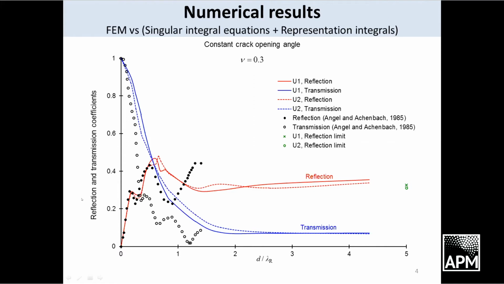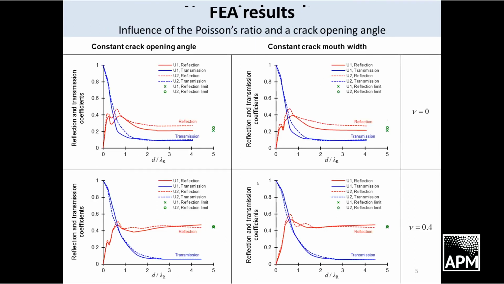So it is still unclear which approach gives more accurate results, and it should be determined within further research. Nevertheless, this general good agreement between the two approaches allows one to utilize the finite element method for quantification of effects of the problem parameters. In this slide, effects of the Poisson's ratio and the crack opening angle are analyzed.